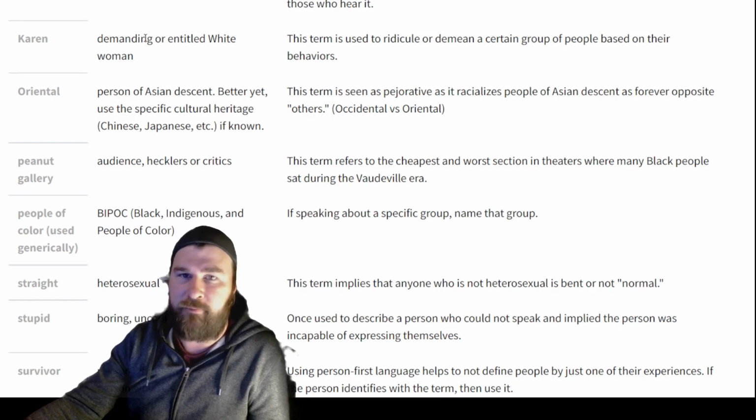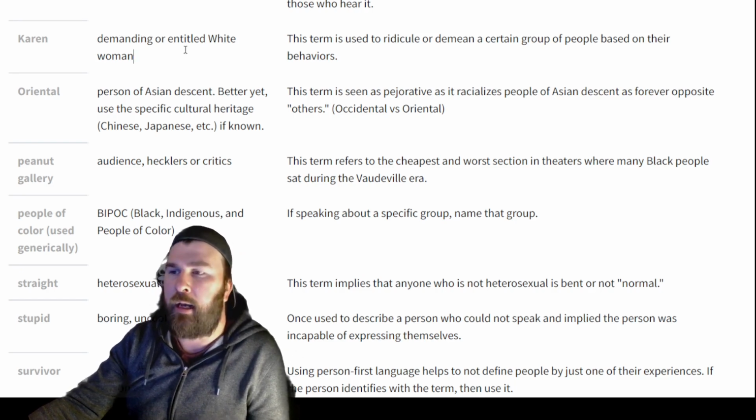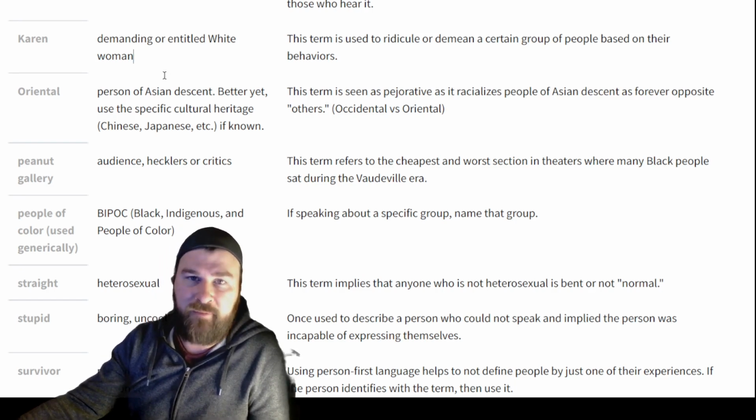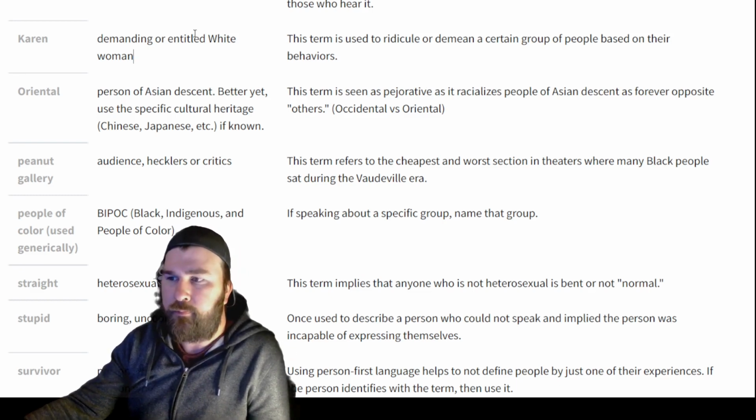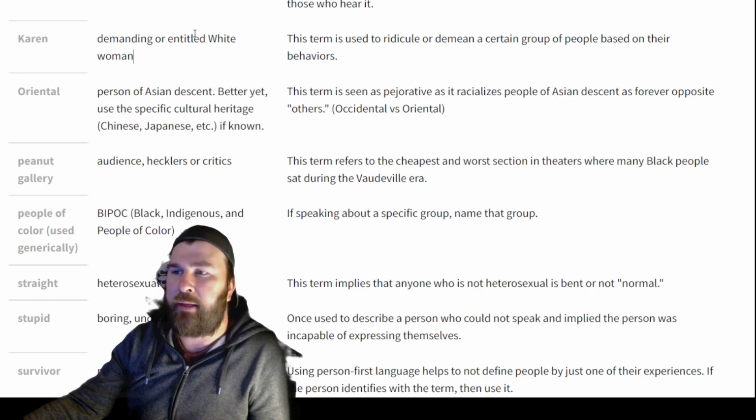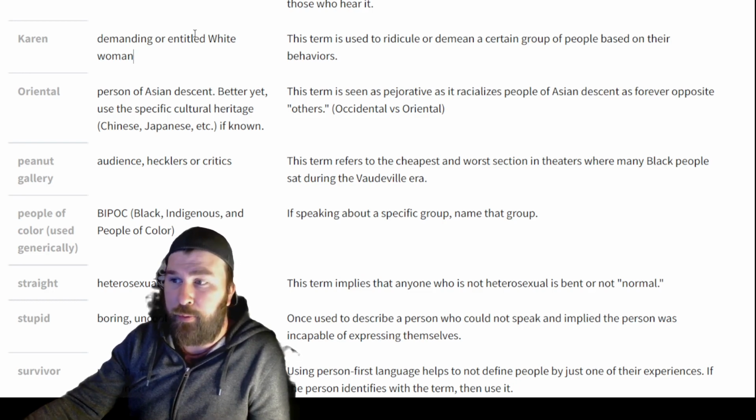Demanding doesn't necessarily fit the definition of a Karen. Entitled white woman fits it a little bit better, but like I said, people of all different ethnicities and genders get called Karens, so that doesn't really fit it either. So maybe they gotta rework that definition a little bit, but let's continue on.